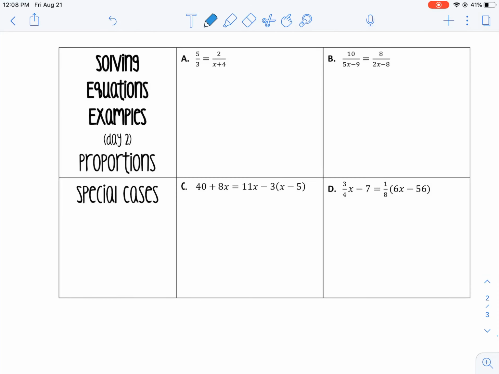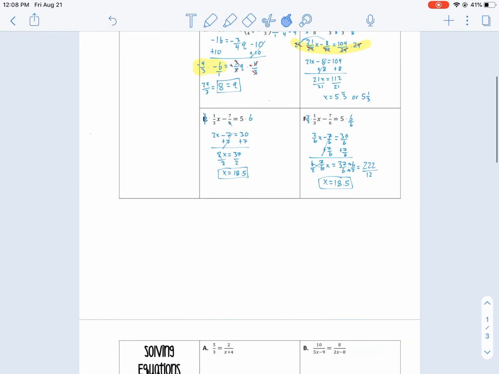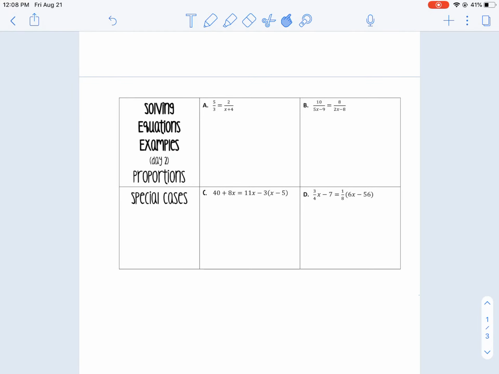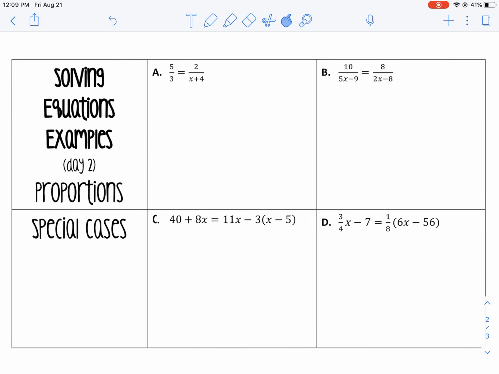Welcome back, everyone. So today we are going to do day 2 of what we started yesterday. This is the same file, just on the bottom of yesterday's notes. So hopefully this will be quick. We've only got 4 questions here. So we're going to start out with 2 proportion questions.